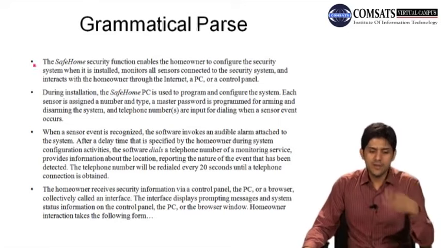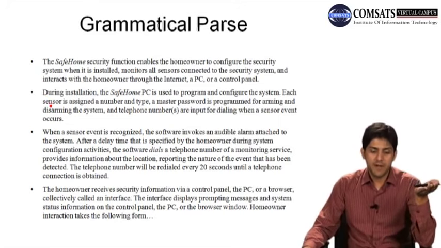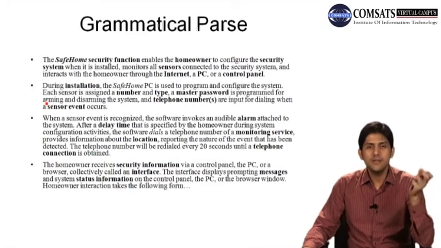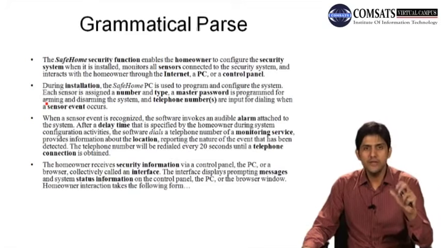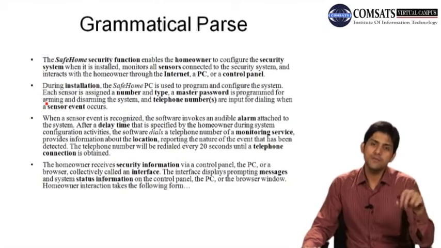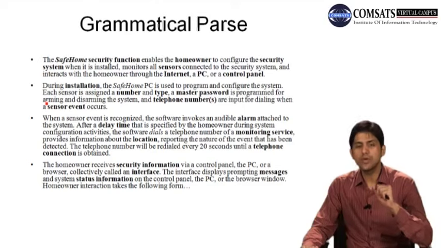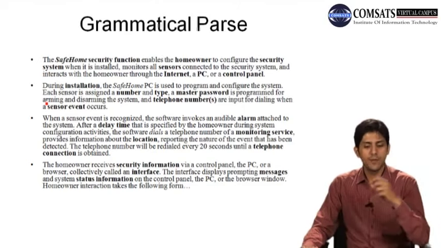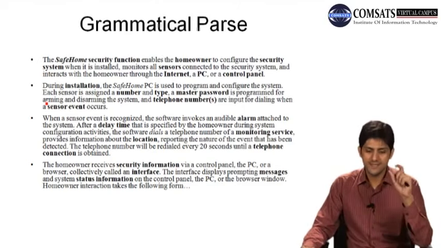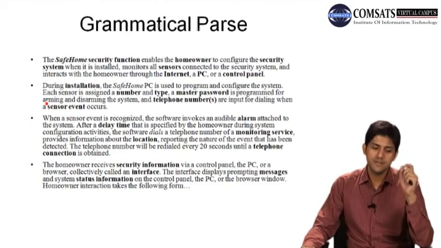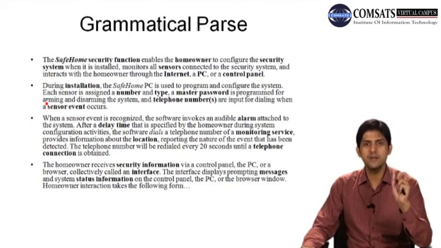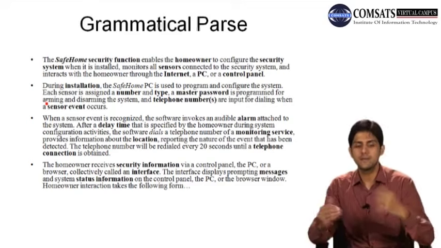Okay, Ji. Now let's quickly see what the different nouns are in these paragraphs. If you can see all the text that is in bold, they are the nouns. So the SafeHome security function, that is a noun. It enables the homeowner, again that is a noun, to configure the security system. When it is installed, it monitors all sensors connected to the security system and interacts with the homeowner through the internet, PC or a control panel. Again, these three are nouns.